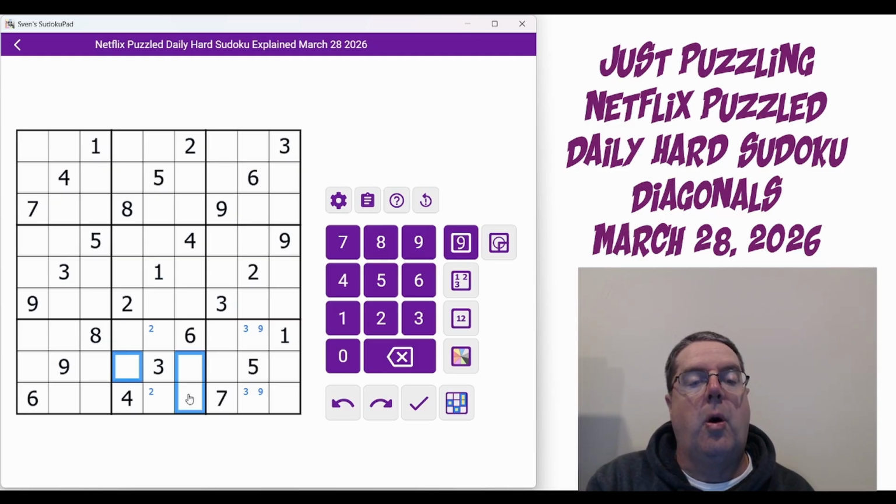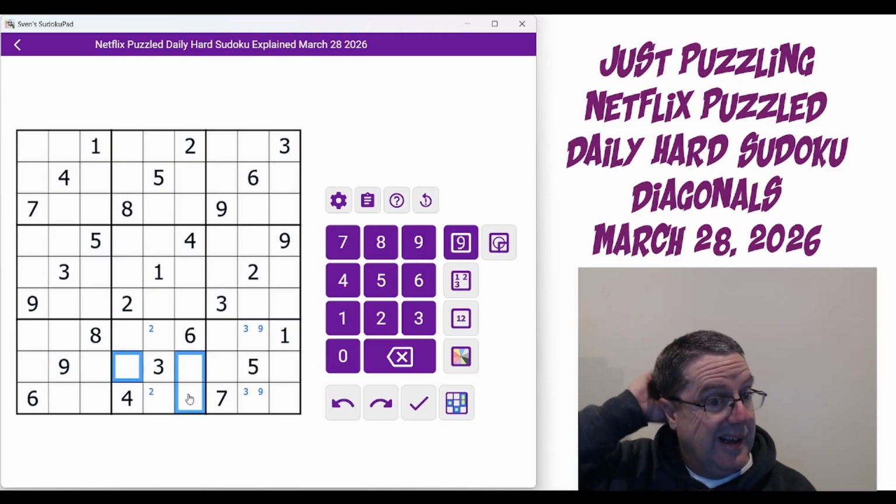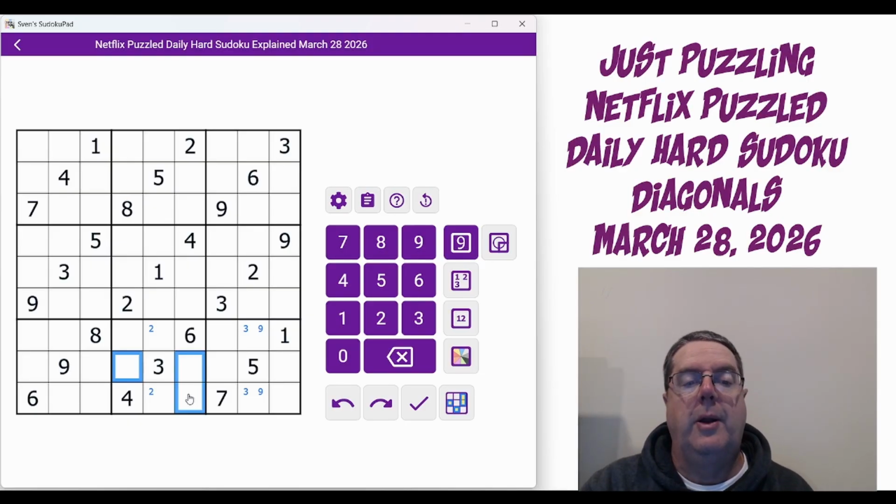Reason for that is twofold. One is I get overwhelmed with too many notes, I just can't see anything, and it's not the most optimal way to solve it. And two, the pairs can actually help me solve it. So, with that, let's keep going and get on and solve it.